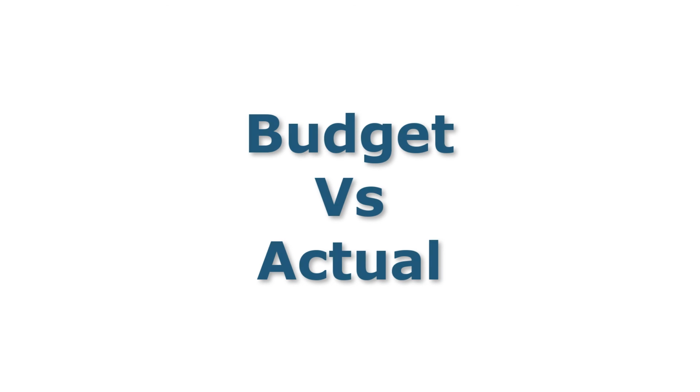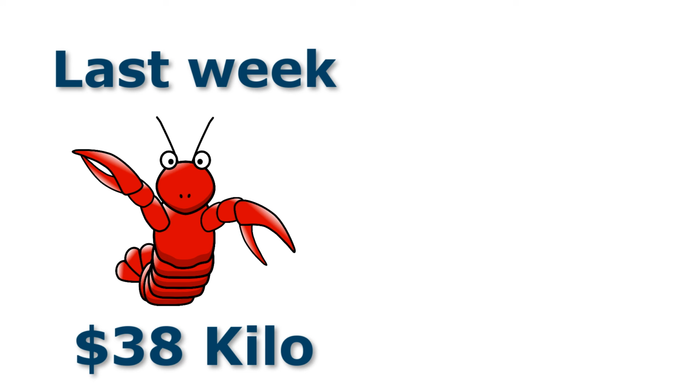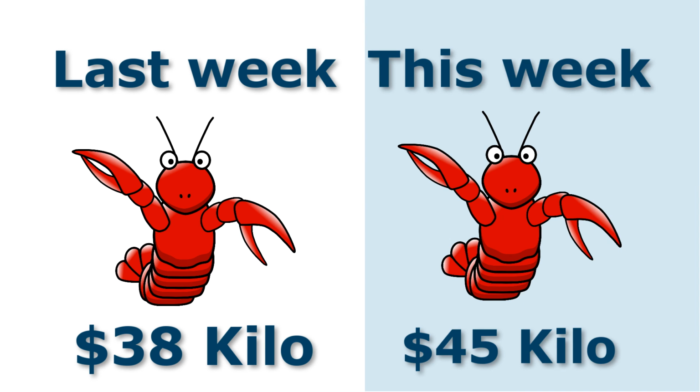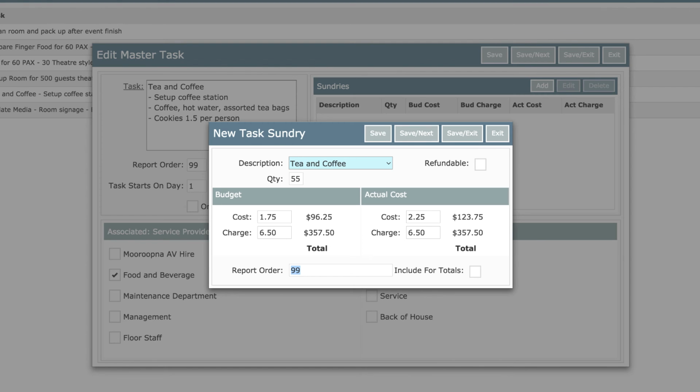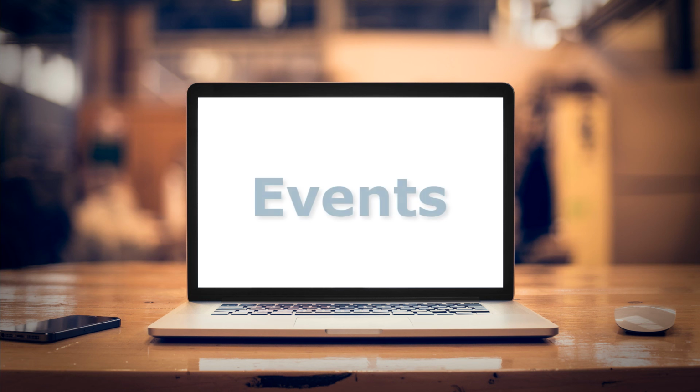A fluctuation between the budget and actual might occur if the task was for a seasonal commodity. For example, you might have quoted for lobster at the current cost, only to find that the price has gone up at the time of the event. Multiple charges can be added to a master task. When you're finished, click Save and Exit. You're now ready to start adding your first event. Watch part 2 of this series to learn how.